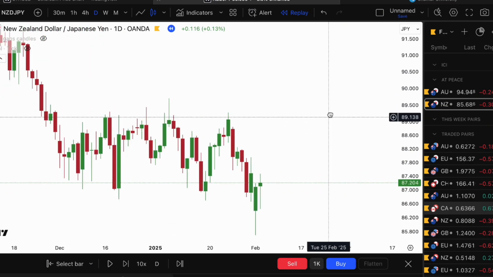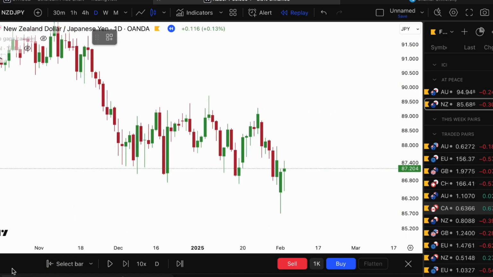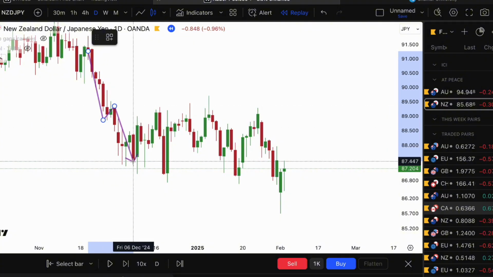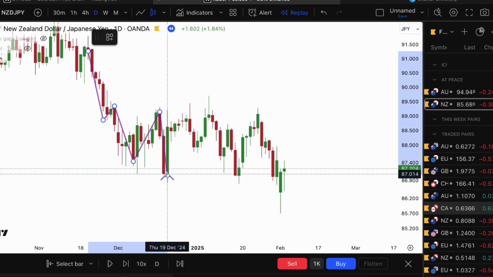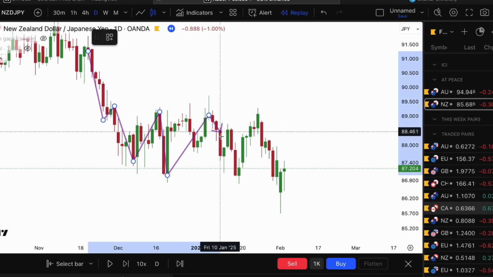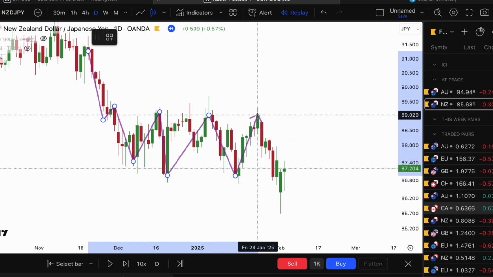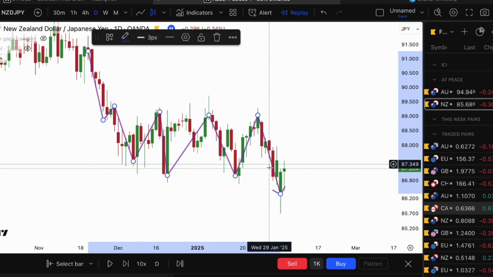So step one is identify the market structure. If we look to our left, you can see we are in a bearish market structure forming lower highs and lower lows. This would be the new lower low, lower high, lower low, lower high. This one closed below, so lower low, lower high, and this is the new lower low.